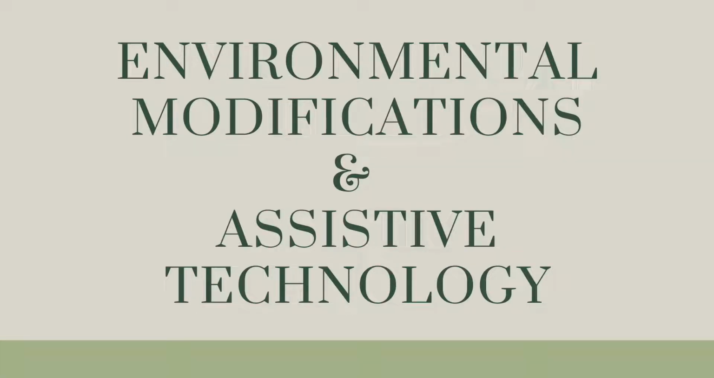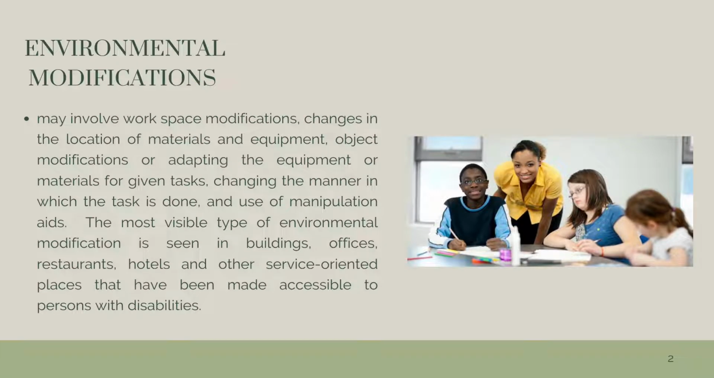So today I will be discussing environmental modifications and assistive technology. We are going to tackle first the environmental modifications. Environmental modifications may involve workspace modifications, changes in the location of materials and equipment, object modifications or adapting the equipment or materials for given tasks, and changing the manner in which the task is done in use of manipulation aids.